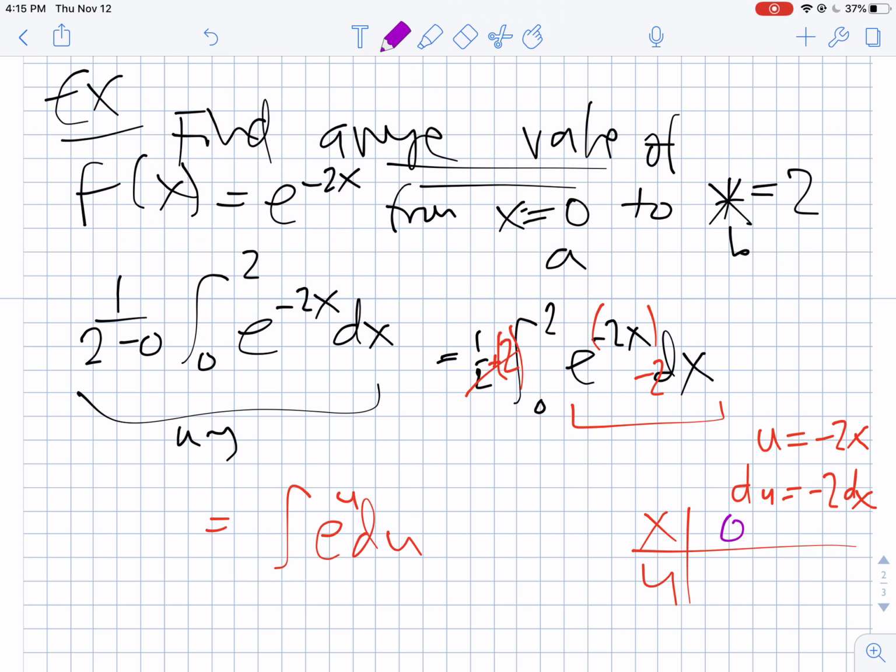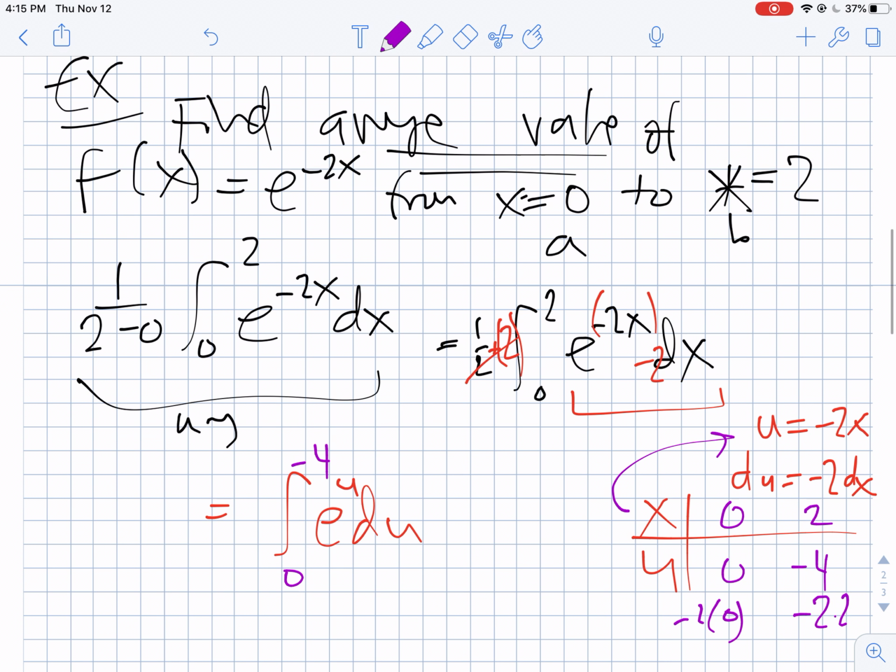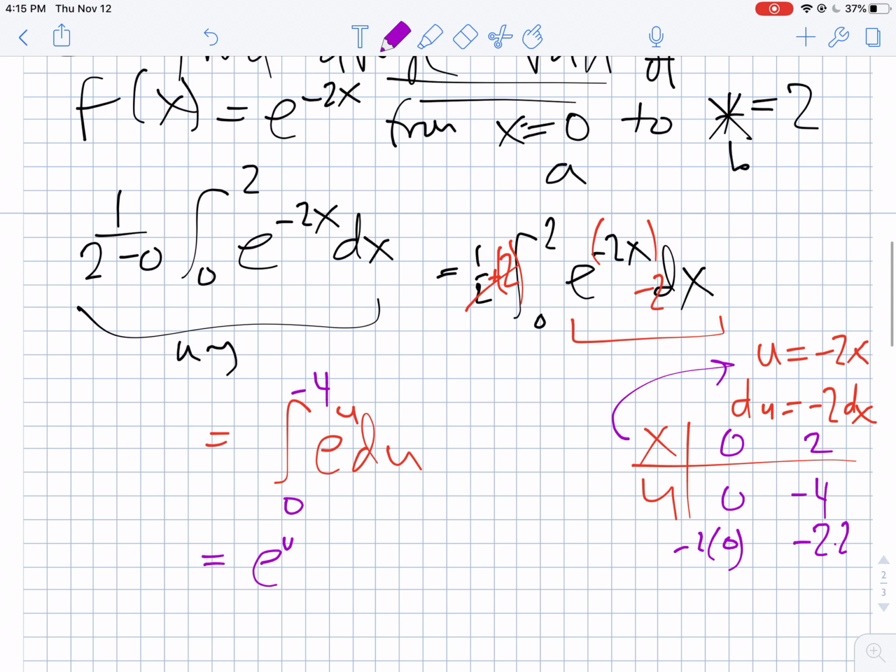So x went 0 to 2. So again, I just plug these in. So u is negative 2 times 0, that's 0. Negative 2 times 2 is negative 4. So this goes 0 to negative 4. So that's going to be e to the u going from 0 to negative 4. Remember the 1/2 cancels with the 2 that happened in the du. So this becomes e to the negative 4 minus e to the 0. I guess you write e to the negative 4 minus 1. That'd be fine too.